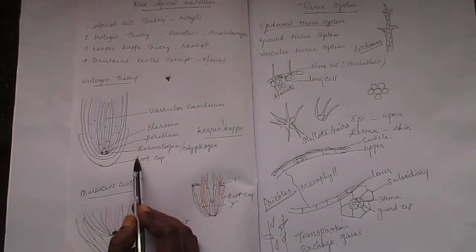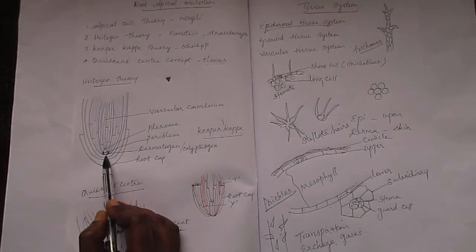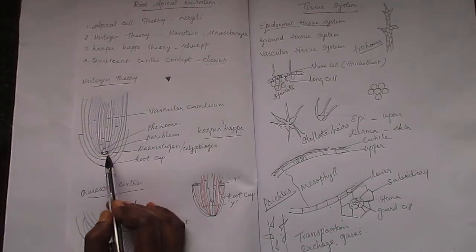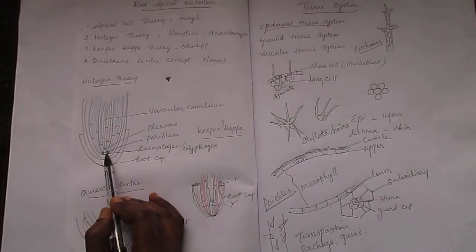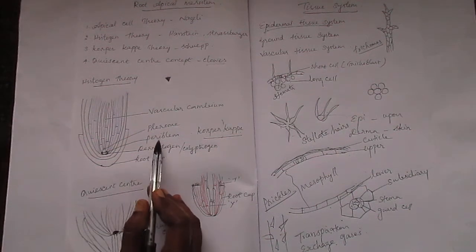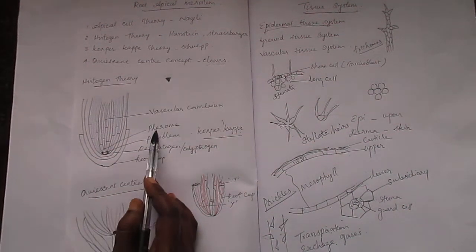Dermatogen, it's the outermost layer. This part, outermost layer is dermatogen. It gives rise to the root epidermis. And the peribulum is the middle layer which gives rise to cortex. And the plerome is the innermost layer. It gives rise to stele.